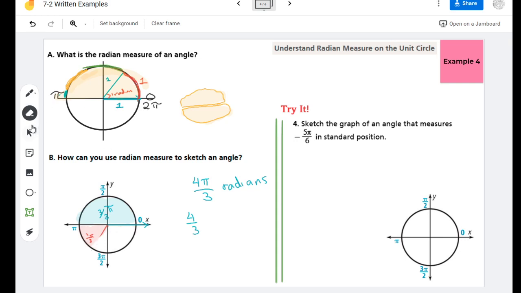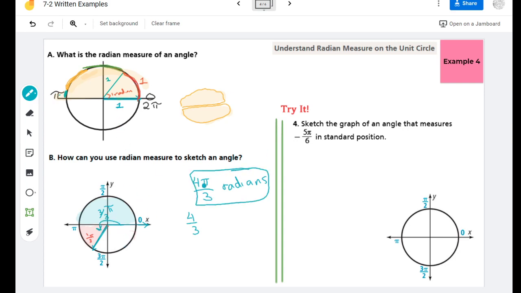Oops. Got a little too excited with that erasing. Let's try that one more time. It's close enough. All right. So this would be the angle that is 4/3 pi radians.